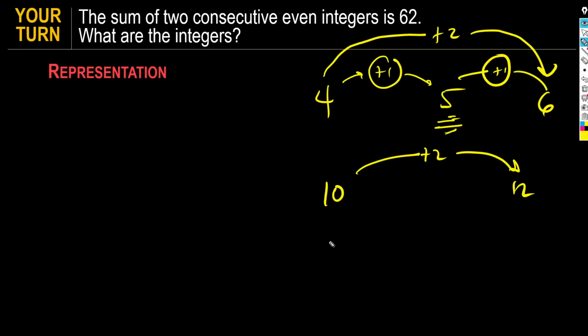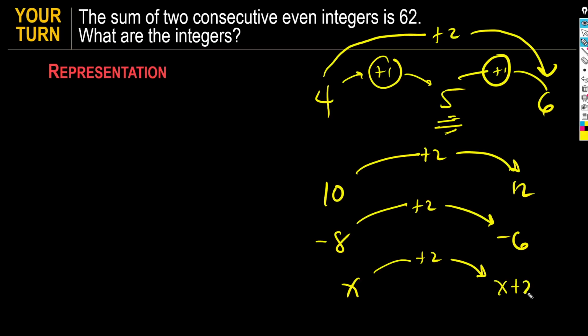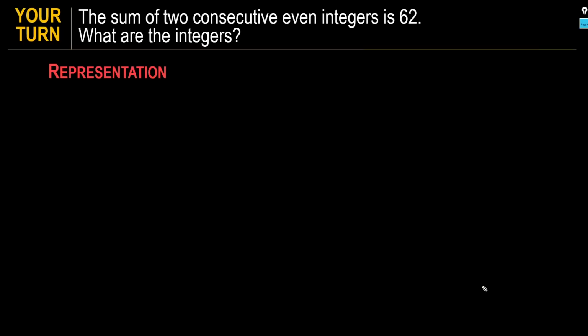Kahit pa mag-negative yan, negative even, pwede pa rin. Negative 8, for example. What is the next larger even integer? Jump ka, plus 2 ka. Negative 6. Paano kapag hindi ko alam yung first even integer, sir? X. Ganun pa rin yung idea. Jump ka ng dalawa. Ang bagsak mo saan? X plus 2. So, x and x plus 2 are two consecutive representations, rather, of two consecutive even integers. Di ba? So, that exactly will be my representation.